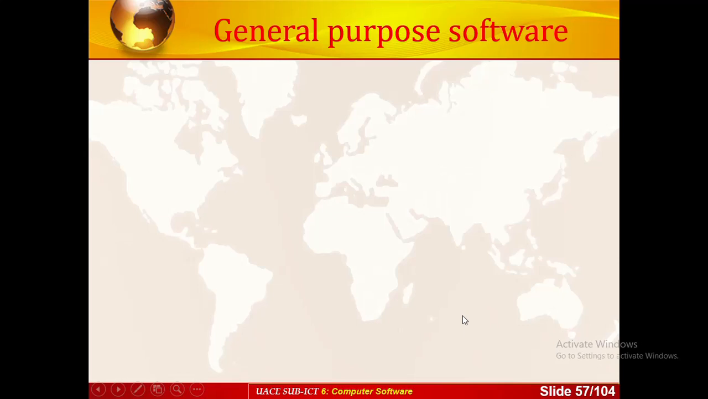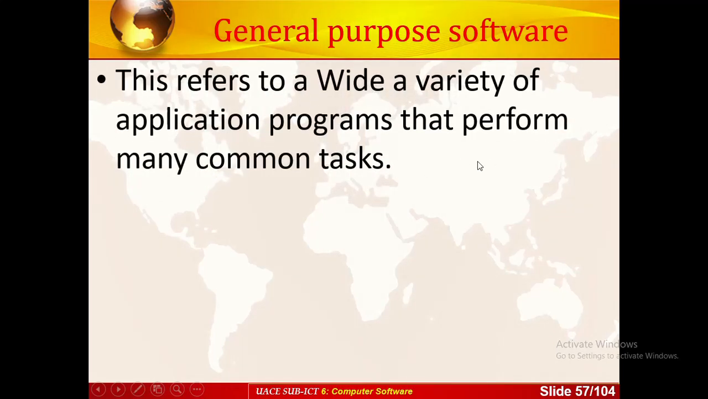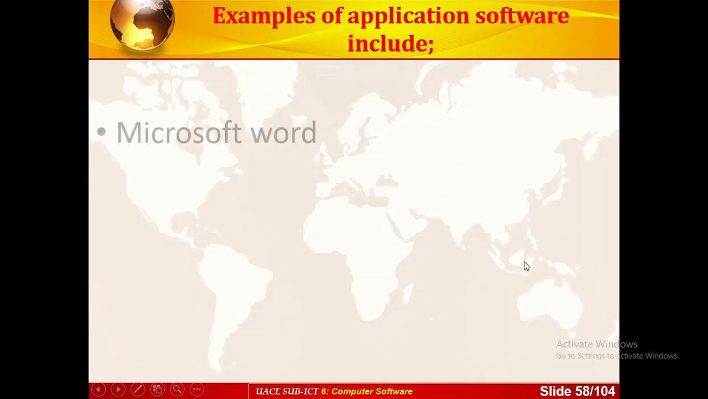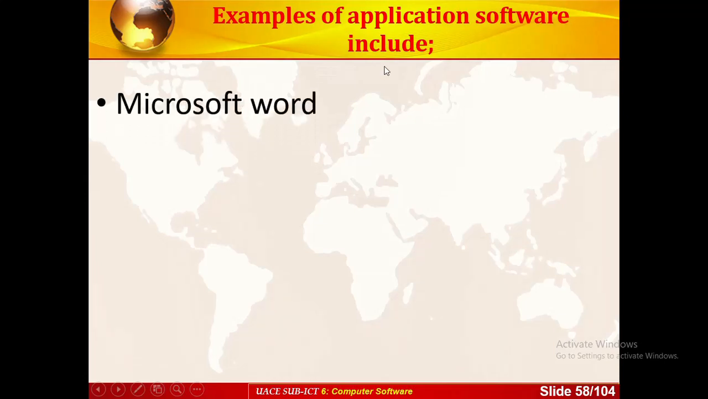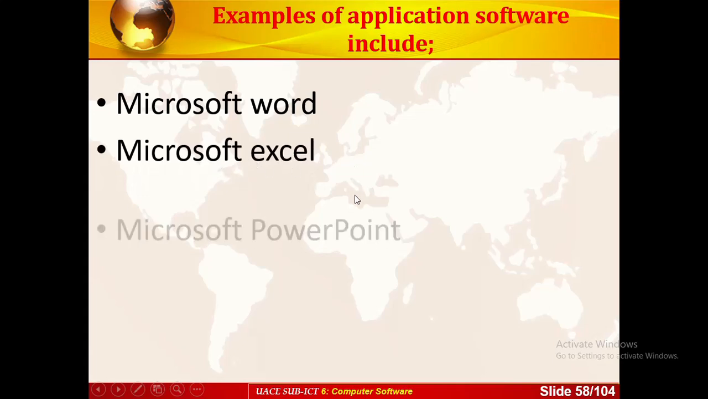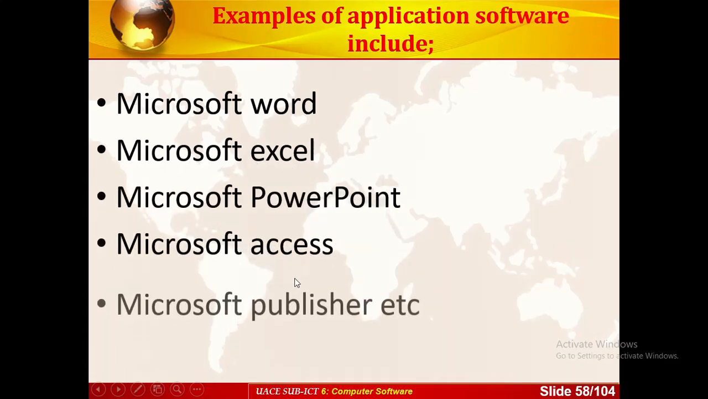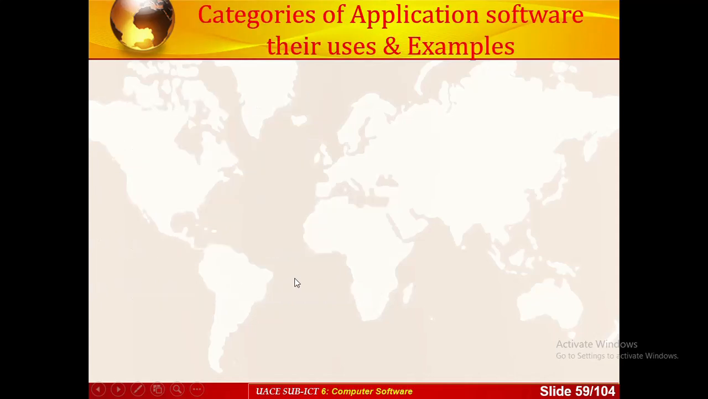Then we have general purpose software. This refers to a wide variety of application programs that perform common tasks. They are general, like a machine or laptop which can provide all kinds of programs like word processing, spreadsheet, web browser, and graphics programs. These provide a wide variety of activities or tasks. Examples of application software include Microsoft Word, Excel, PowerPoint, the database Access, Publisher, and many other application programs.